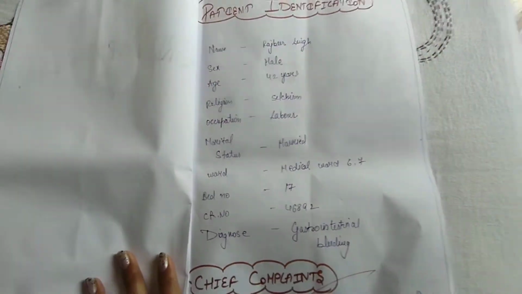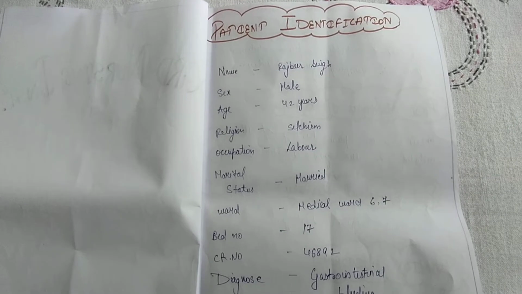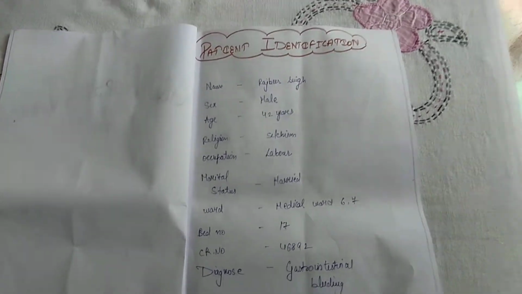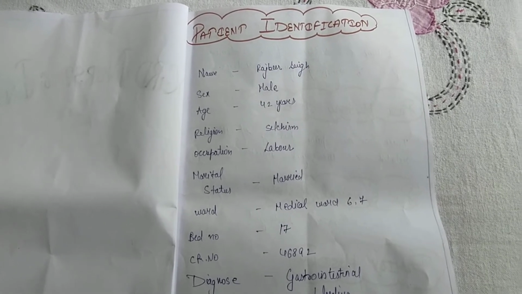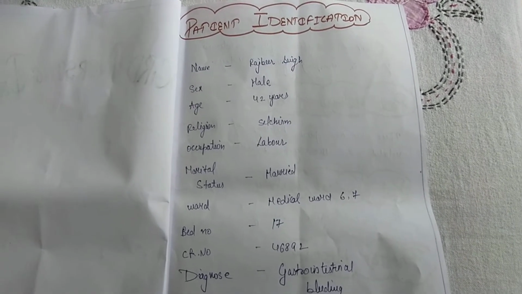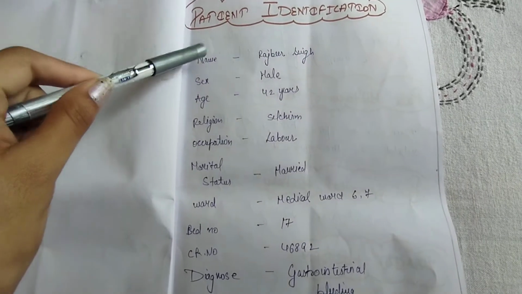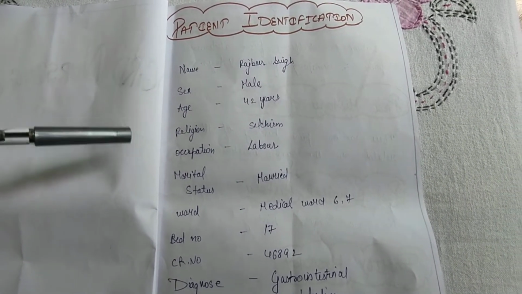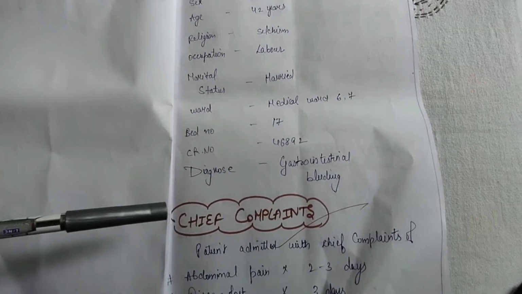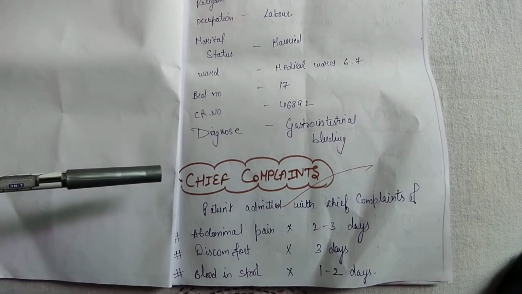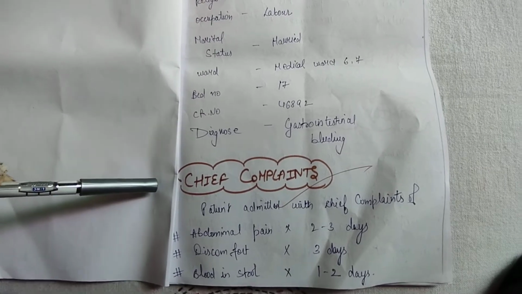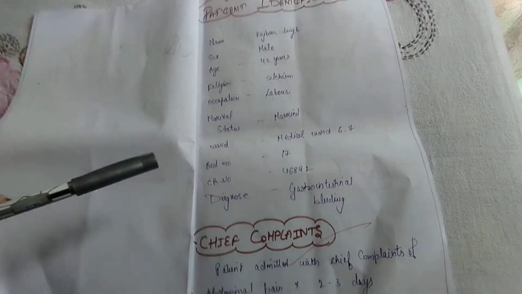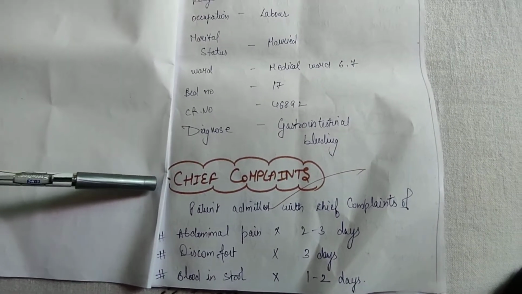So let us start. Firstly, whether it is a nursing care plan or a case presentation, we must start from the patient identification, and this is the criteria of the identification: name, sex, and all that. After identification, in both the nursing care plan and the case presentation, we take the history of the patient. Firstly, patient identification, then the chief complaints.